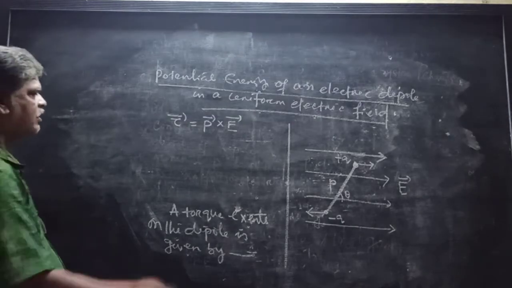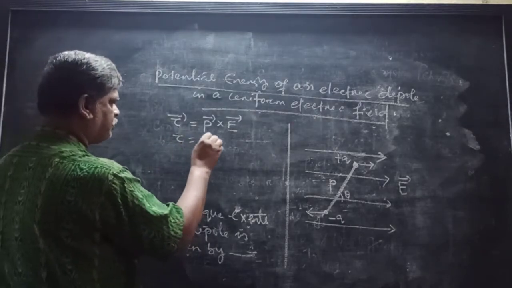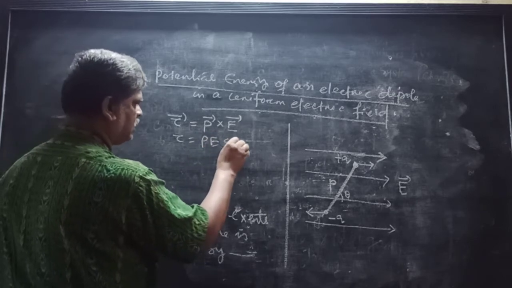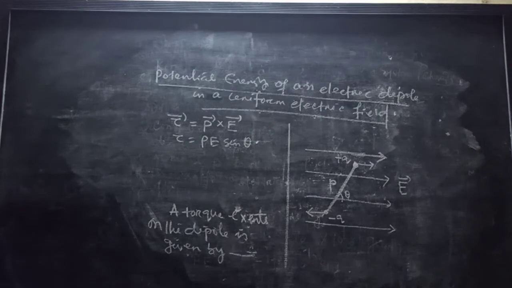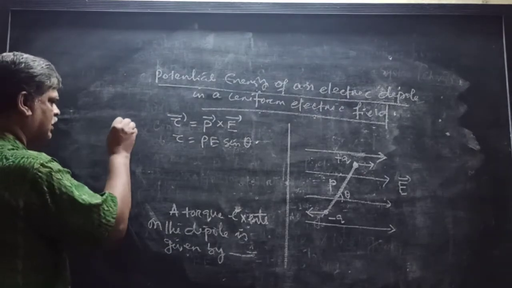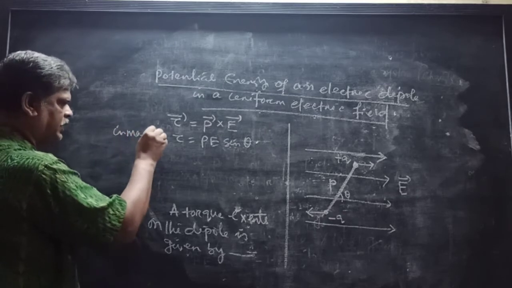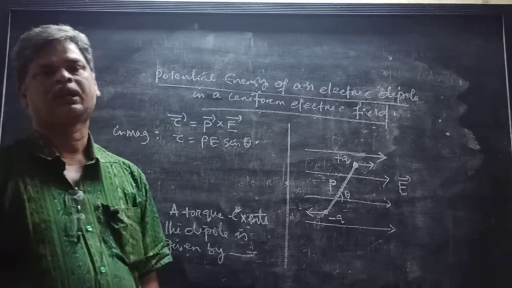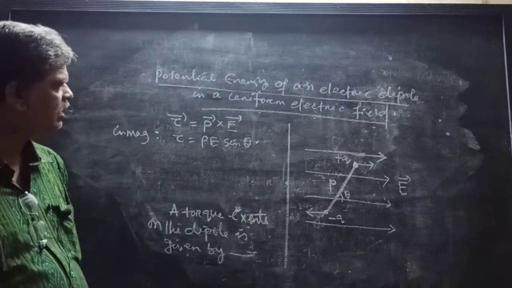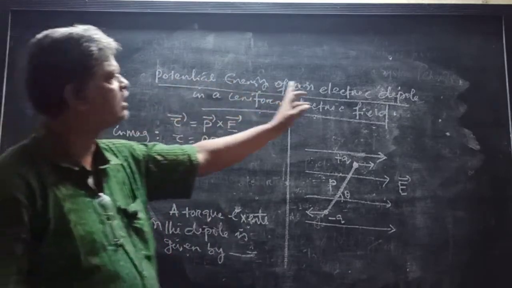In magnitude we can write tau is equal to pE sin theta. This is the torque that is exerted on the dipole. So the magnitude of the torque is pE sin theta.